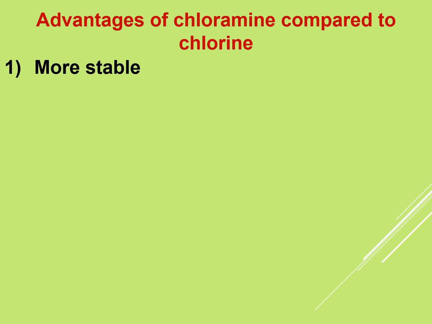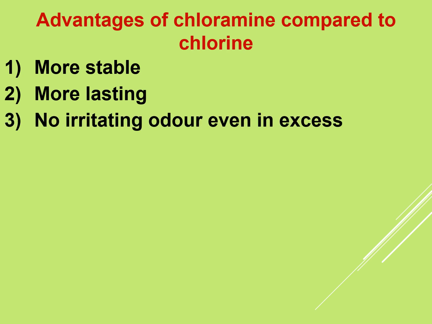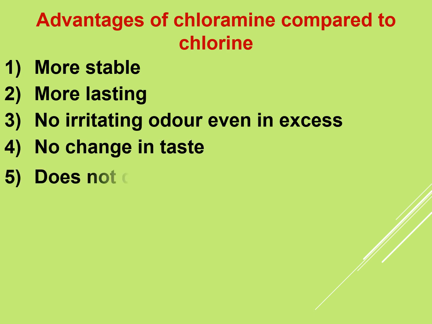First of all, it is more stable. Chloramine is more stable than chlorine and it is more lasting also. The effect of chlorination is more lasting when we use chloramine compared to chlorine. No irritating odor even in excess. No change in taste. And another reason is it does not dissipate rapidly. Chlorine rapidly forms HOCl, but chloramine forms HOCl slowly.